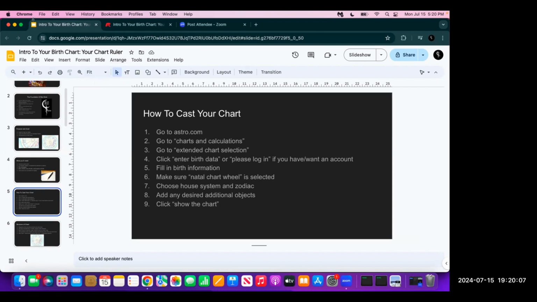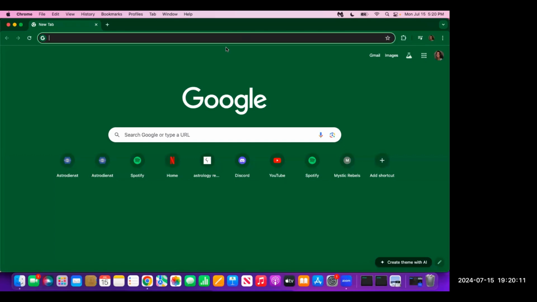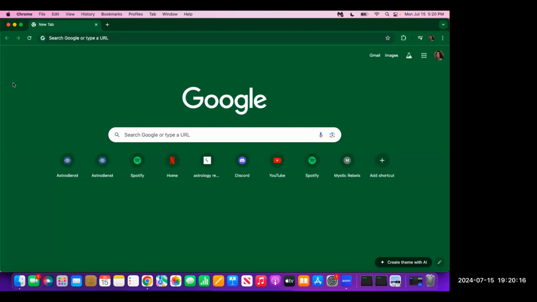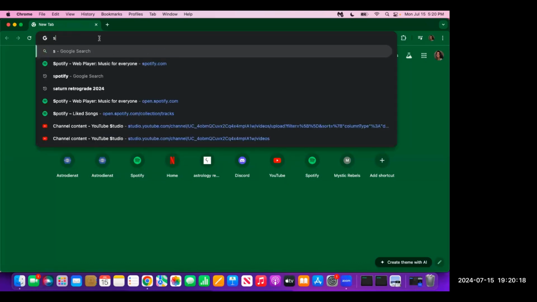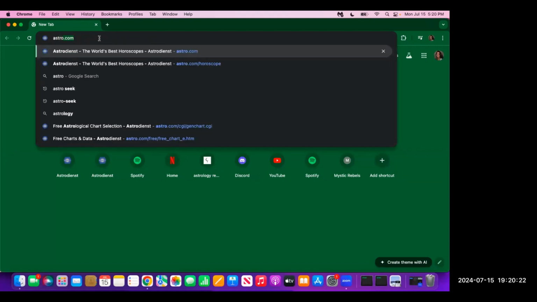The Zoom thing, sorry, is like in my way. There we go. Can everyone see my Google screen now? Okay, perfect, beautiful.